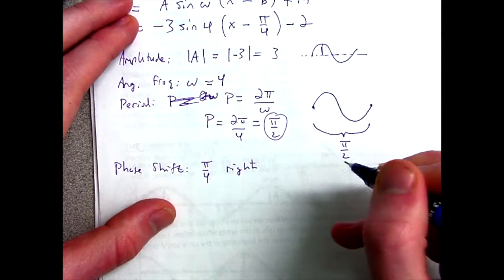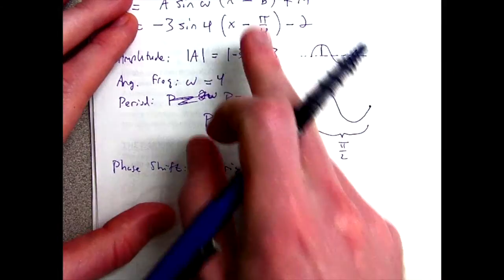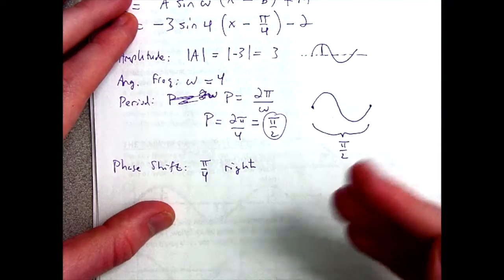You might remember from last year that horizontal translations are sort of backwards. If you see a minus, then it's actually to the right, and if you see a plus, then it's actually to the left. That's what's going on here.